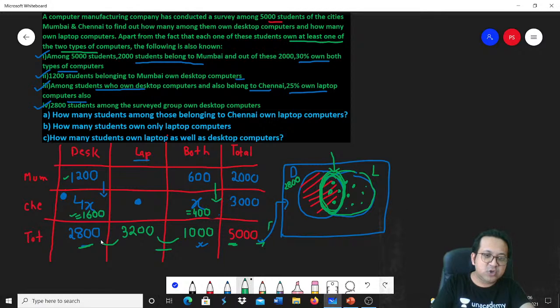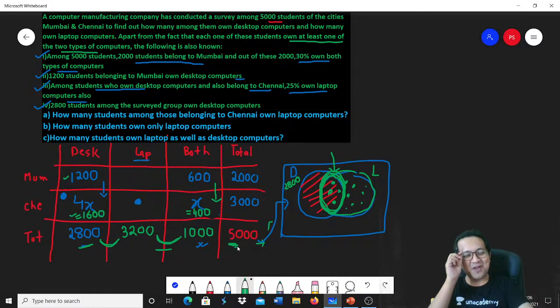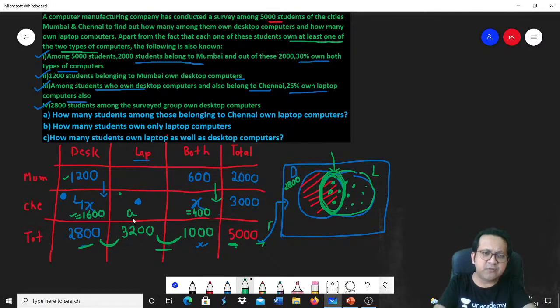So now you see, 2800 plus 3200 minus 1000 is equal to 5000. Are you following? Similarly, how much is this? Same logic: 1600 plus, let's say, A. So how do you frame the equation?